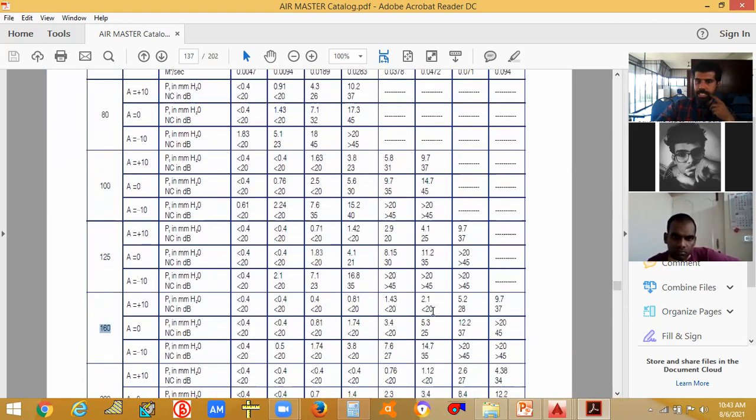the noise criteria will be less than 20. At A equal to 0, the noise criteria is 25. At A equal to minus 10, the noise criteria is 35. So you can choose 160 also. That will be better. If you are choosing 125 also, no problem. You can choose that also.